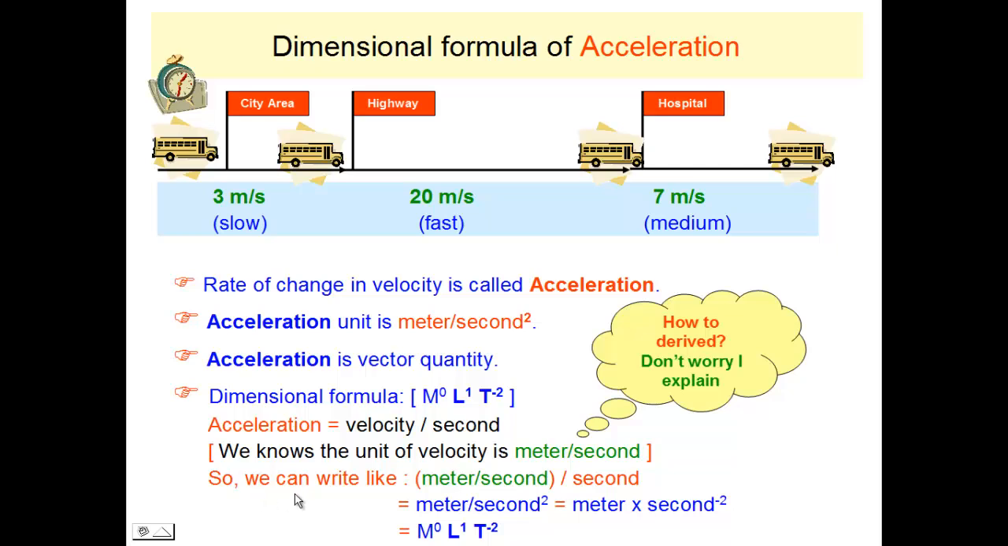Okay, so we can write it like this: replace velocity with meter per second and divide by second. That equals meter divided by second square, which equals meter into second to the power minus 2. So now it's simple: the mass power is 0, the length power is 1 because the meter is 1 here, and the time power is minus 2. So the dimensional formula of acceleration is M0 L1 T to the power minus 2.